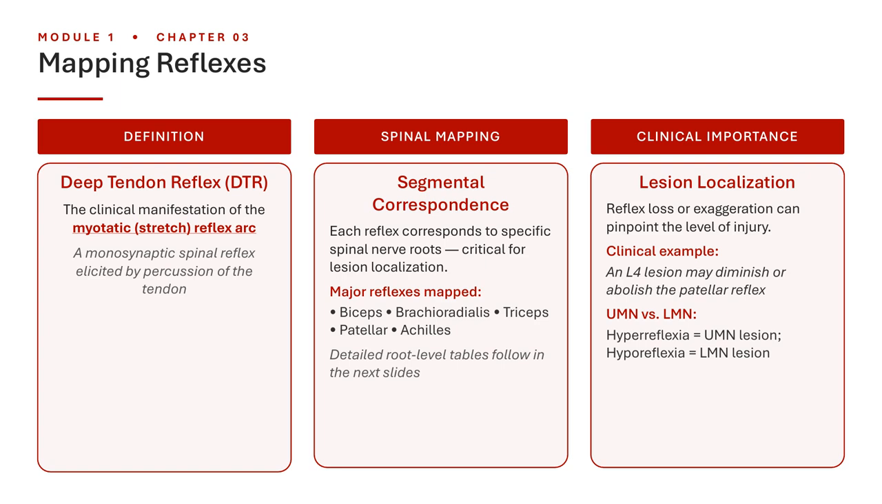The detailed root level tables follow on the next slides, and those tables are worth your time. But the principle to internalize now is this. Reflex loss localizes the lesion. Reflex exaggeration tells you the lesion is above the level of that arc. We'll build on both of these shortly.